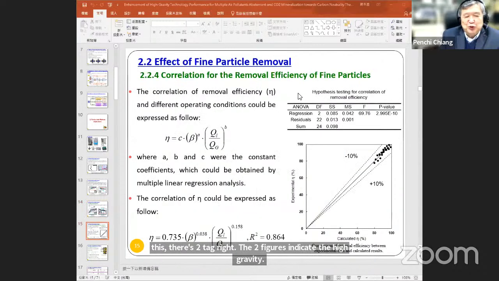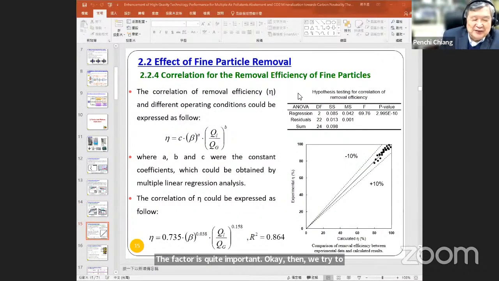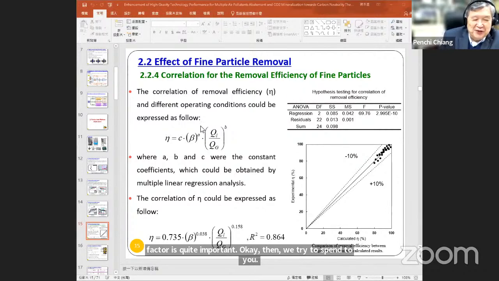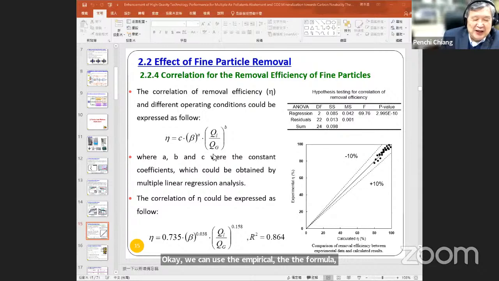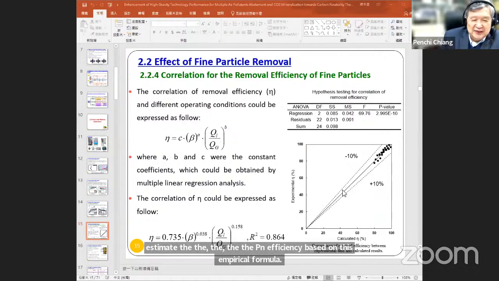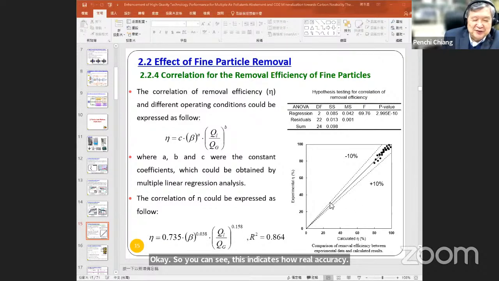Then we try to explain that we can use the empirical formula as you saw before. The liquid gas ratio is important, and the high gravity factor, beta, is also important. So this is the empirical formula. We can estimate the PM efficiency based on this empirical formula. You can see this indicates how accurate our model's prediction is. So this is called the empirical formula.